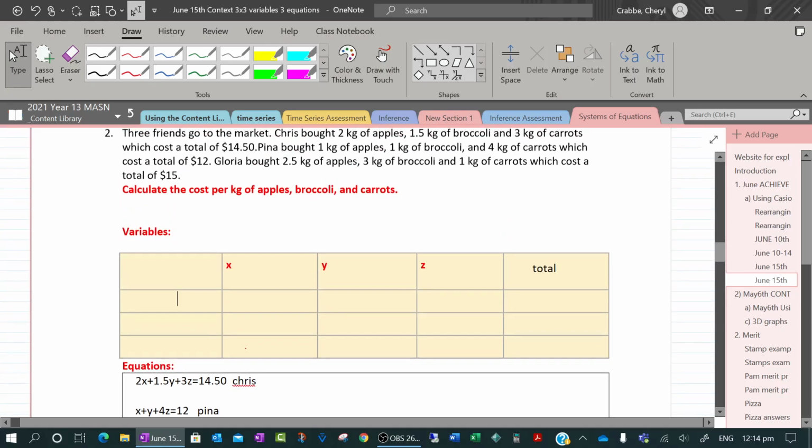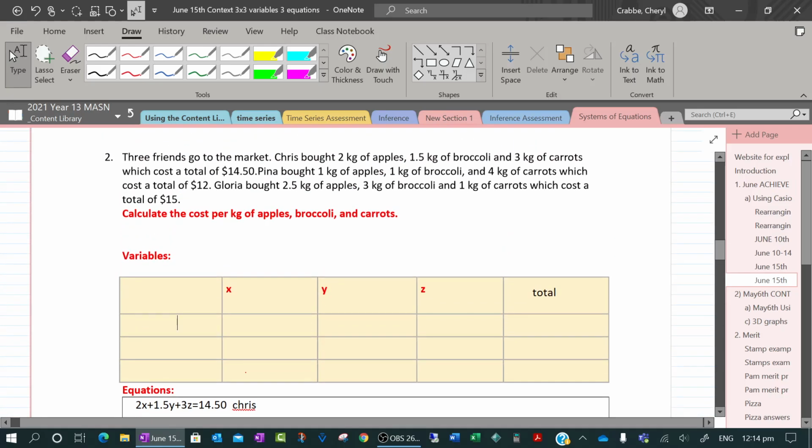The simultaneous equations, systems of equations, to achieve level. So we're going to try this one here. I've set up a table, the way that you should set it up.